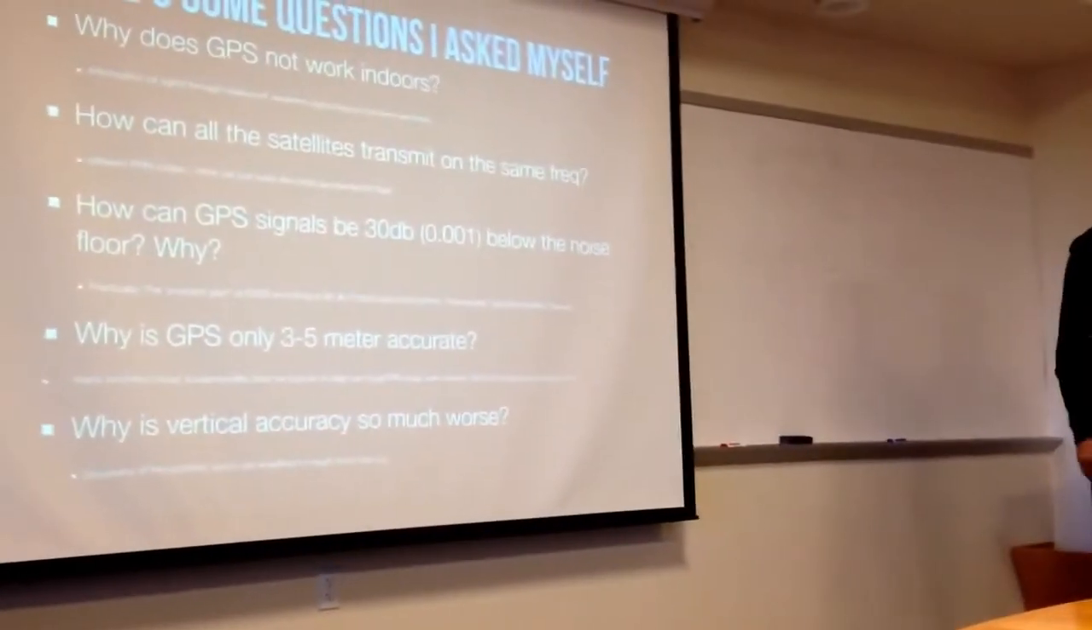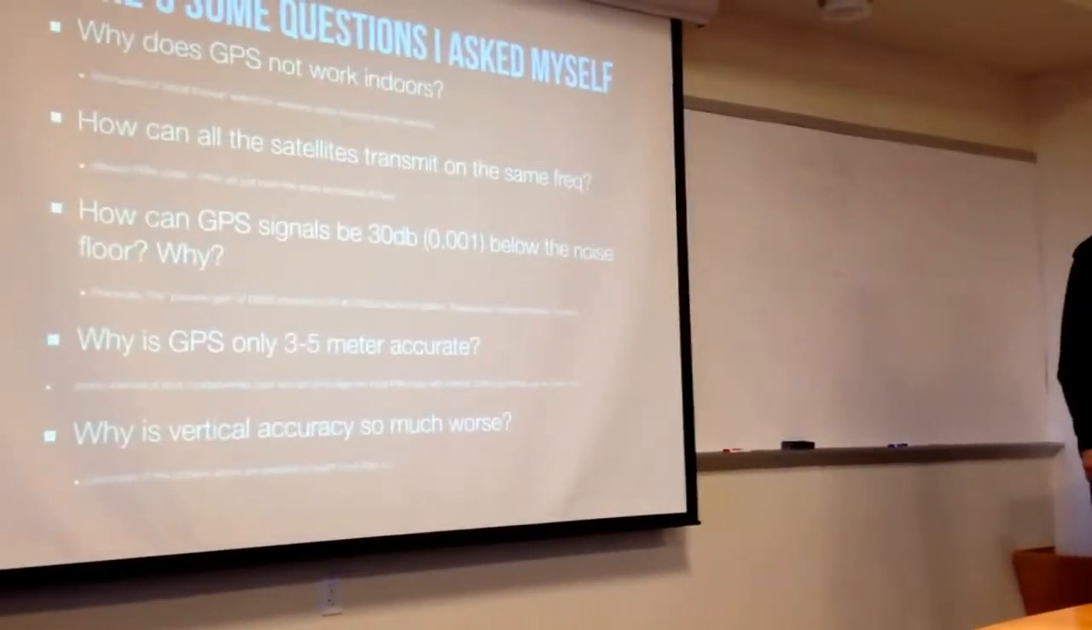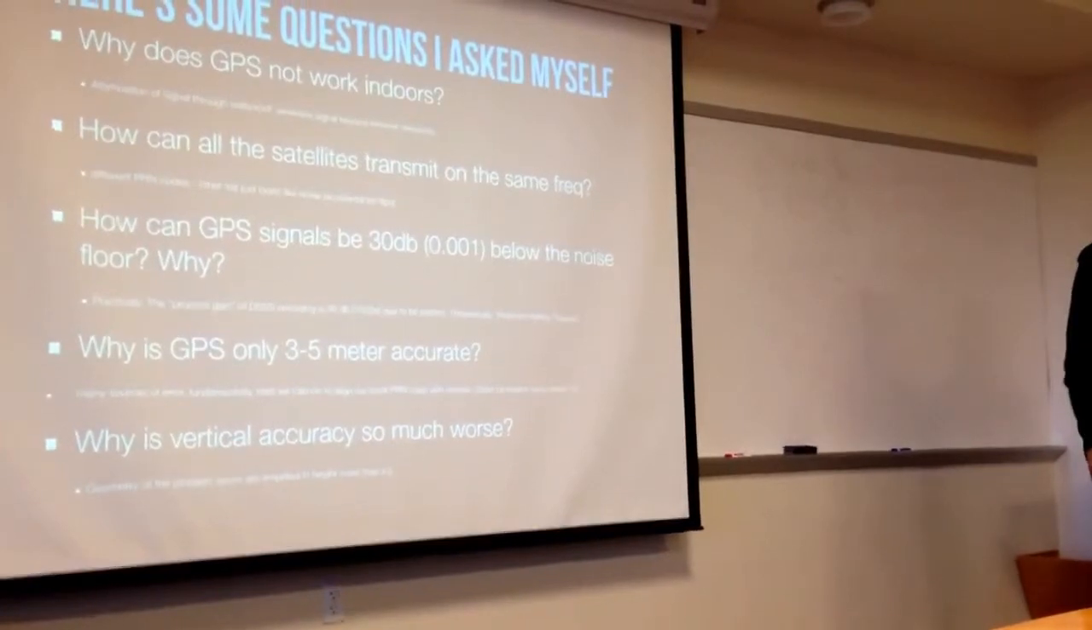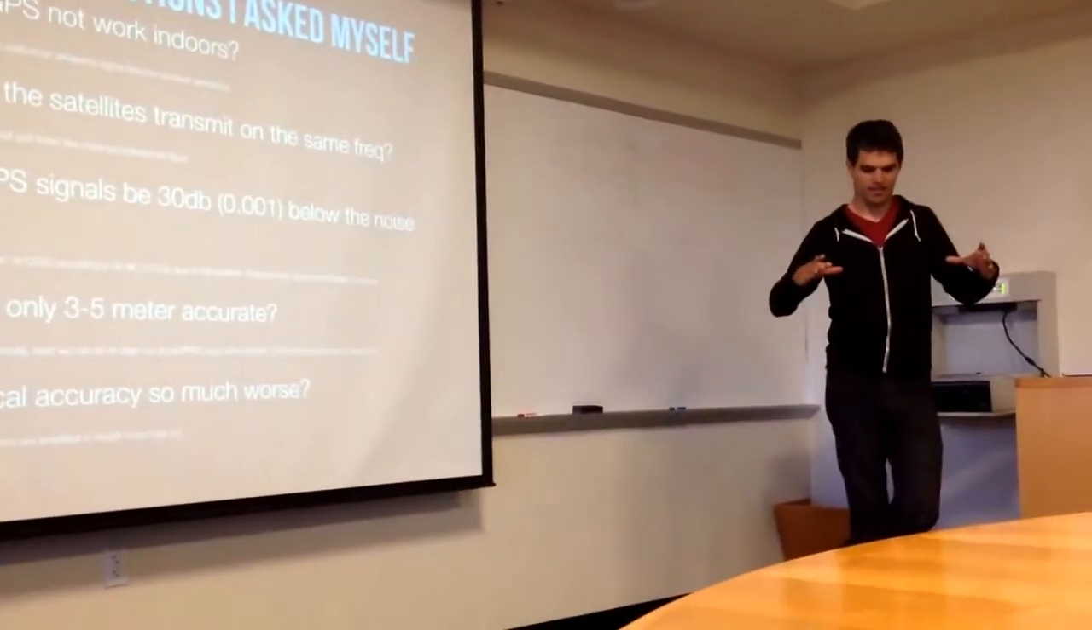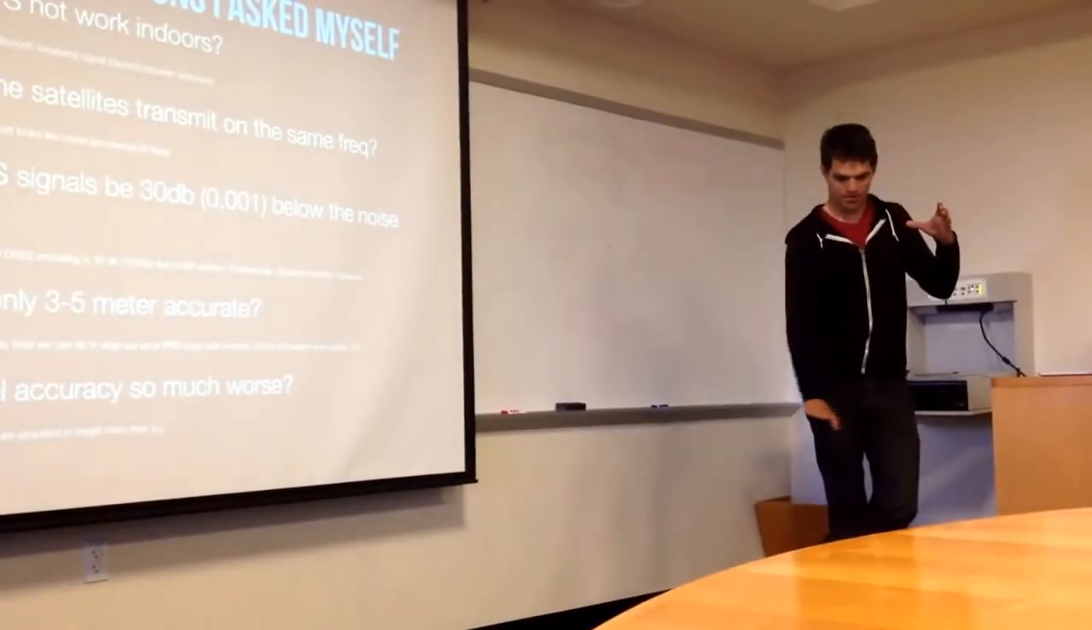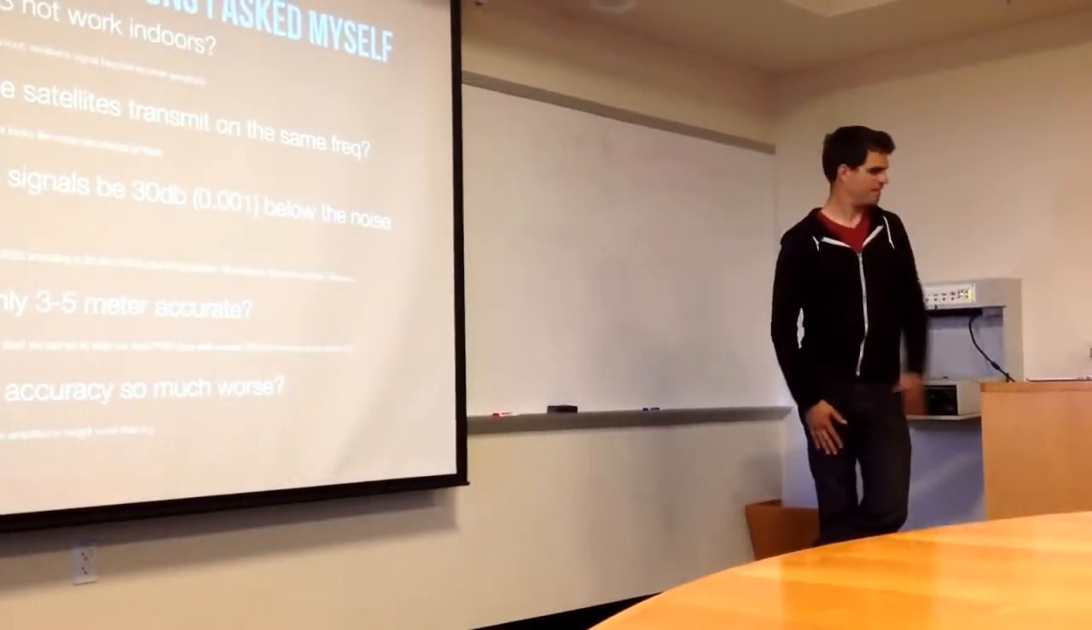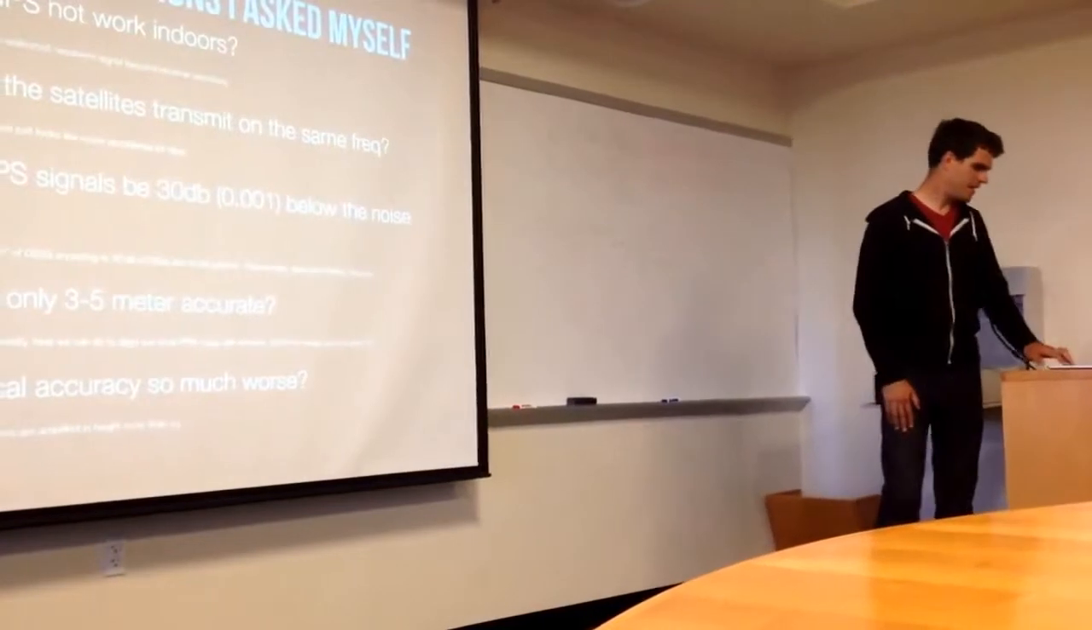But lastly, why is vertical accuracy so much worse? Well, that's based around the geometry of the problem. Given a satellite arrangement, you can imagine that moves like this are much easier to see than moves like this. Okay.